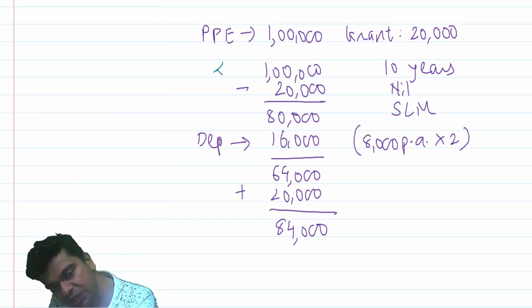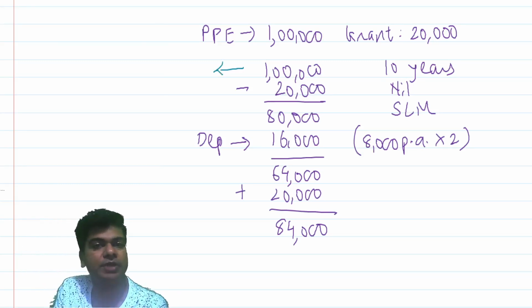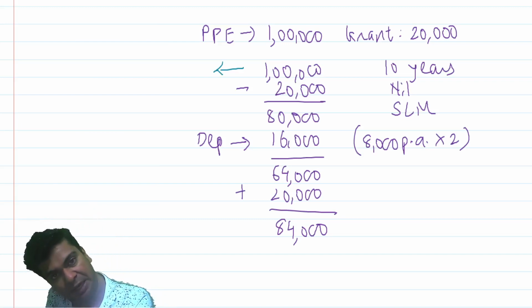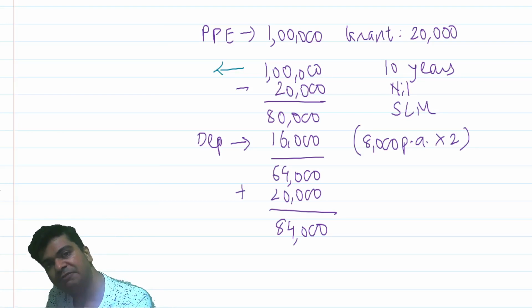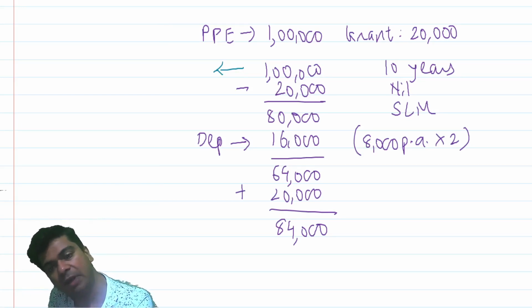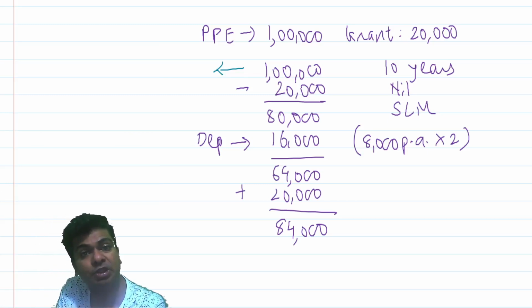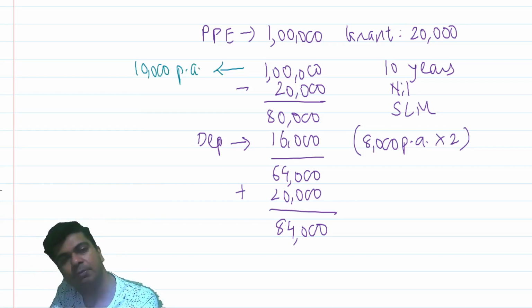Originally, the cost of the PP was 1 lakh. Think for a moment that the grant was never received by us. If we had never received the grant, we would have recorded the PP at 1 lakh. Useful life is 10 years. Residual value is nil. SLM, that means 1 lakh divided by 10. That means you would have charged depreciation of 10,000 rupees per annum, isn't it?